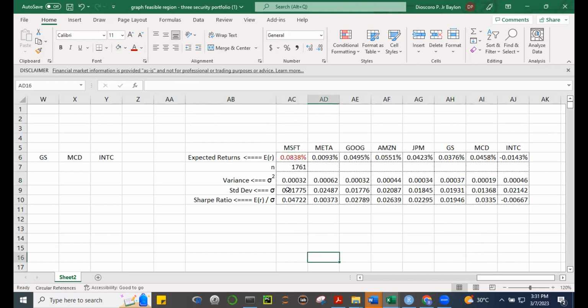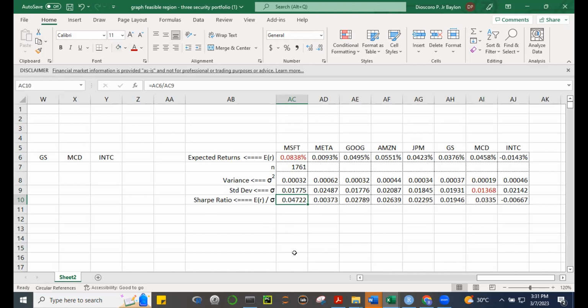Based on the least risk, it was McDonald's. So that's why we have the Sharpe ratio in order to compute for the risk-adjusted return. The Sharpe ratio is a risk-adjusted return because you get the proportion of the risk per unit amount of returns. You compute for the returns per unit amount of risk. So in this case, it's Microsoft. That's the best performer.